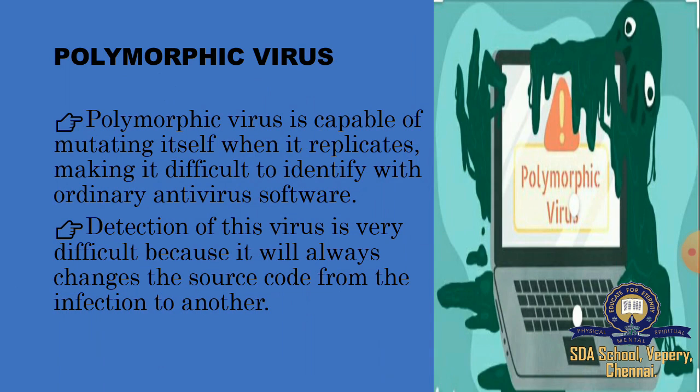Next is polymorphic virus. Polymorphic virus is capable of mutating itself when it replicates, making it difficult to identify with ordinary antivirus software. Detection of this virus is very difficult because it will always change the source code from one infection to another. This is the main task in polymorphic virus.